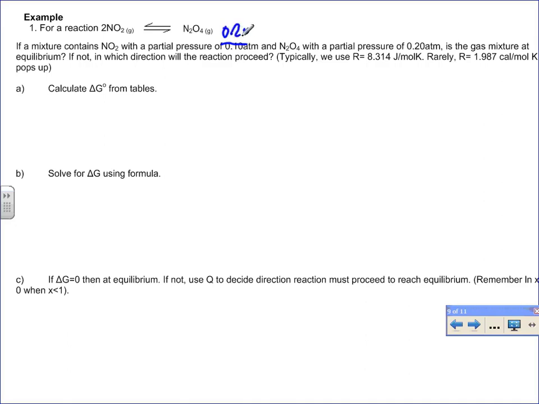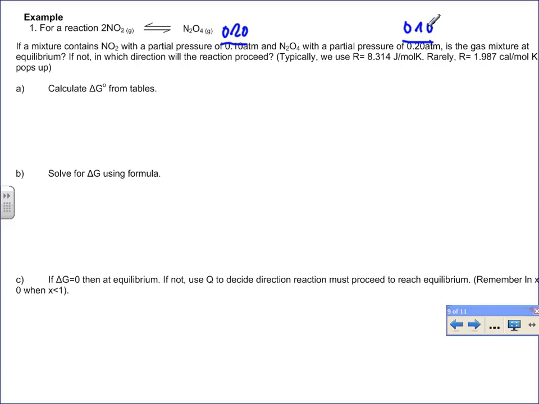Now I'm just going to change these values because I did my calculations using these values instead. Okay, so delta G naught, we're studying this reaction of 2NO2 in equilibrium with N2O4. And we've got a system where we've got 0.20 atmospheres of NO2 and 0.1 atmospheres of N2O4. And we're being asked whether or not this system is at equilibrium, and if it's not, which direction must it proceed?